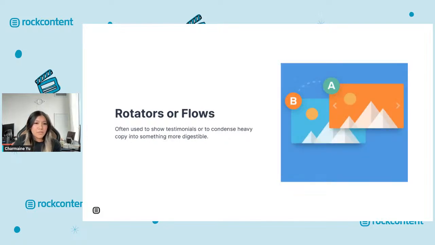The second example is rotators or flows. Rotators or flows are often used to show testimonials. They are also very useful in condensing heavy content into something more digestible.